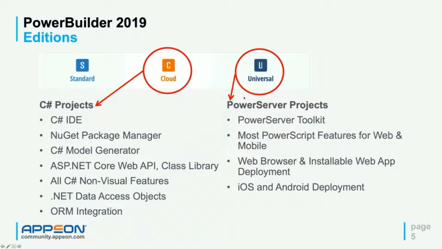The Universal Edition instead is what you need to enable the PowerServer toolkit in PowerBuilder and readily deploy your PowerBuilder desktop application to a middle tier as a web app or a native mobile app for iOS or for Android.